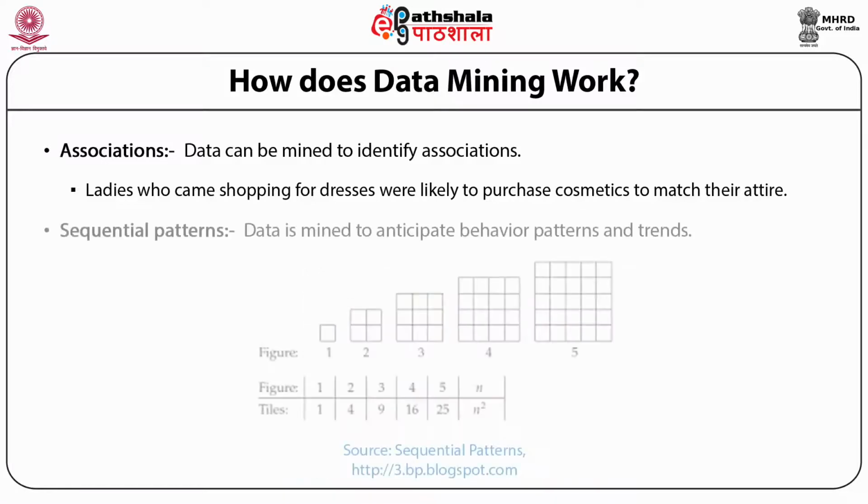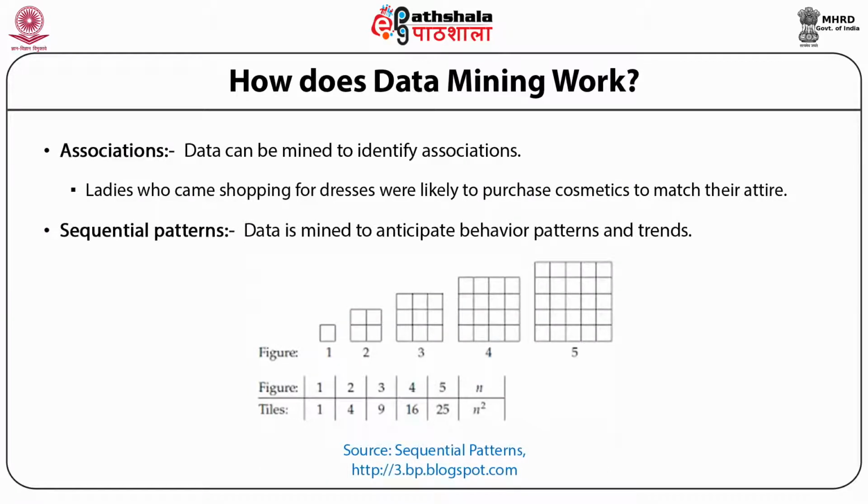Lastly, there are sequential patterns. Data is mined to anticipate behavior patterns and trends. For example, an outdoor equipment retailer could predict the likelihood of a backpack being purchased based on customer purchase of sleeping bags and hiking shoes. The following diagram depicts how the data is transformed into more related information. So that depicts a sequential pattern.